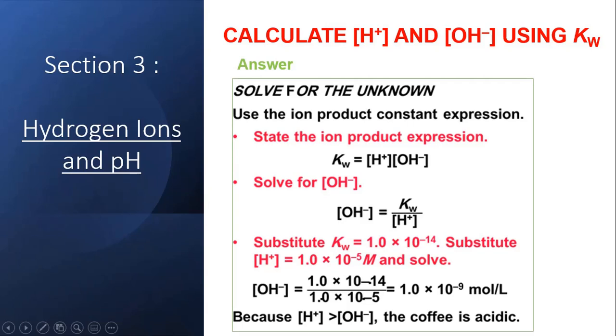1 times 10 to the power negative 14 over 1 times 10 to the power negative 5. The final answer is 10 to the power negative 9. We will know that as the concentration of H positive was 10 to the power negative 5, which is more than 10 to the power negative 9, which is OH negative, then this coffee is acidic, and you will know from daily life examples that coffee is acidic. So this example was a good example of getting OH negative from the concentration of H positive.